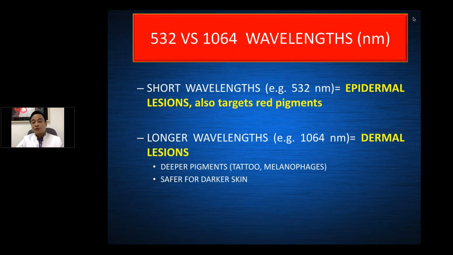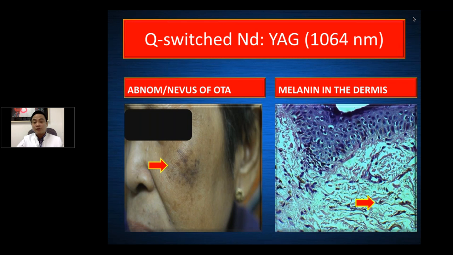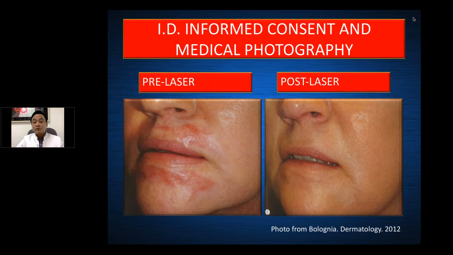For example, if we're dealing with solar lentigo, we all know that the pigments or the melanocytes are located at the tips of the rete ridges. Then we should use 532 to destroy the lesion. However, if we're dealing with Hori's nevus or nevus of Ota, we know that on histopathology, the pigments are located not in the epidermis, but in the upper dermis extending to the lower dermis. So we should use the 1064 nanometer wavelength. And of course, it is very important to secure informed consent for medical photography.